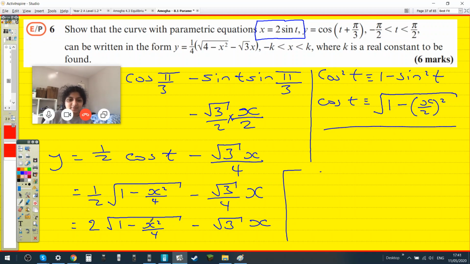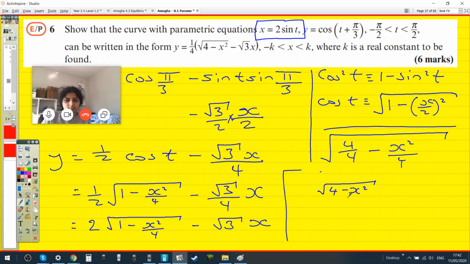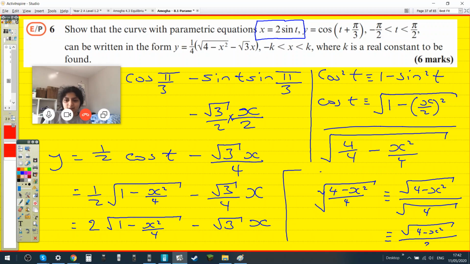And so this one here is the same as the square root of 4 over 4 minus x squared over 4, which is the same as the square root of 4 minus x squared, the whole thing over 4, which is the same as the square root of 4 minus x squared over the square root of 4, which is 2. Okay, that kind of makes sense.